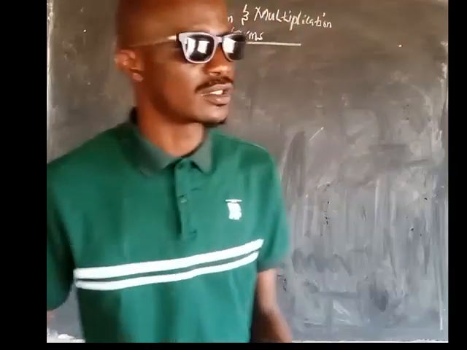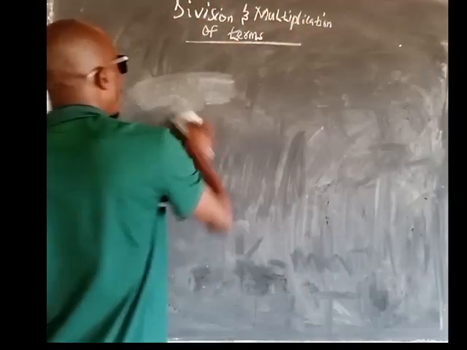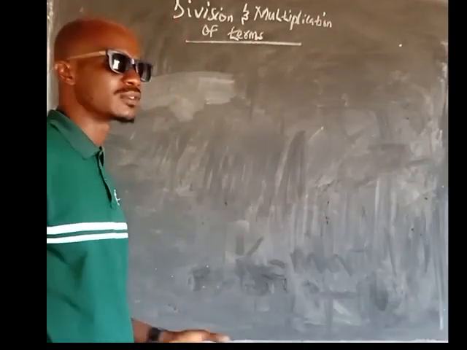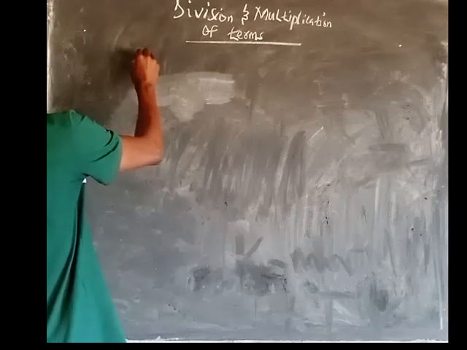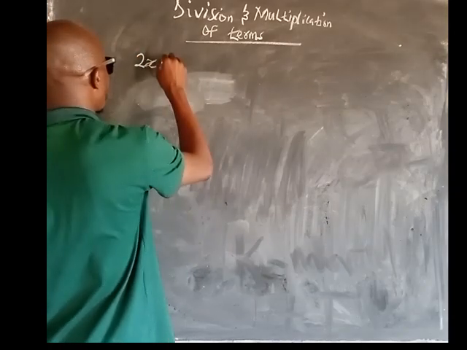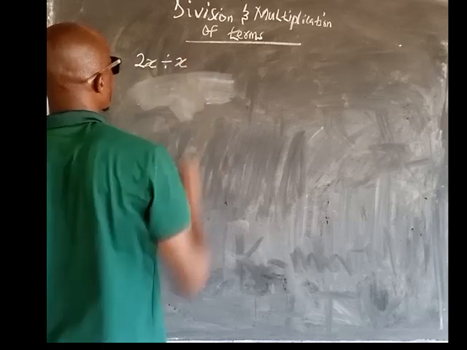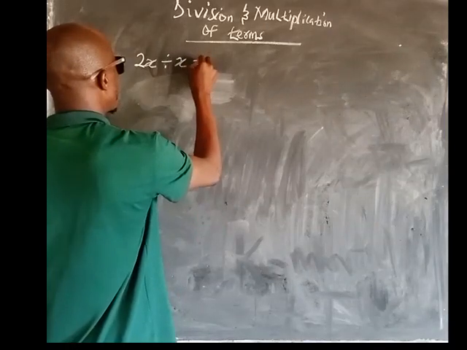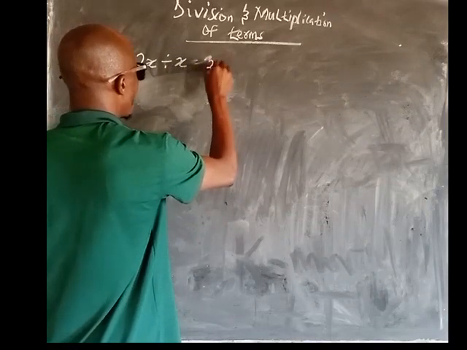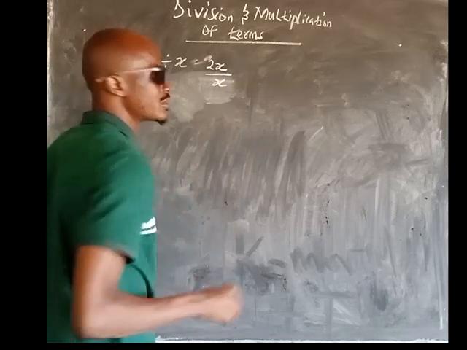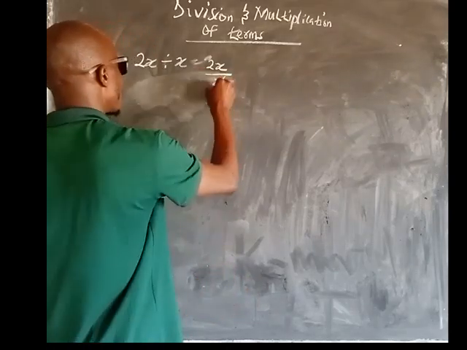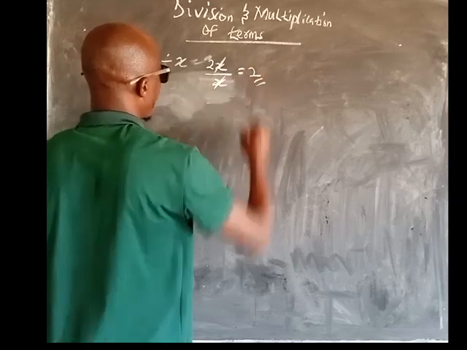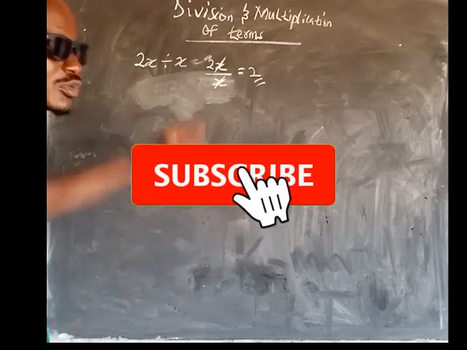But in this class, we're talking about division and multiplication of expressions and terms. So just like when we have 2x divided by x, we are dividing them. So it's still the same thing as 2x over x. In 2x here, x will cancel x. Then what do we have? We have 2 as the answer.